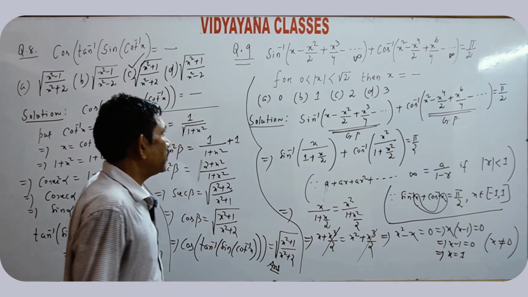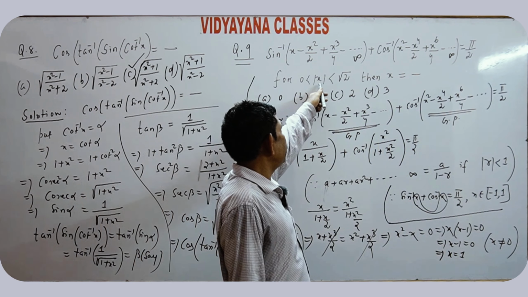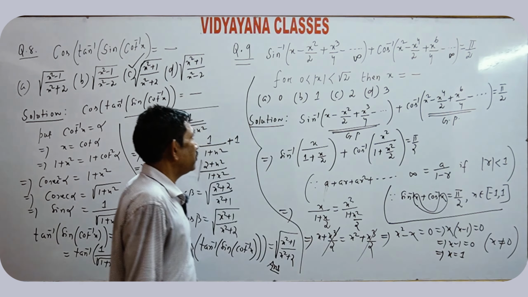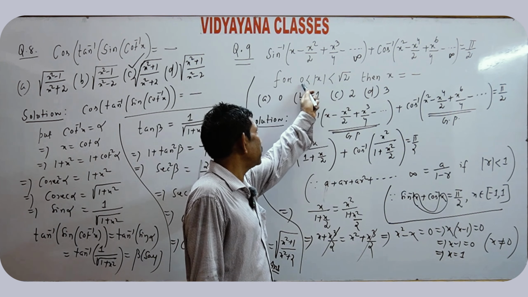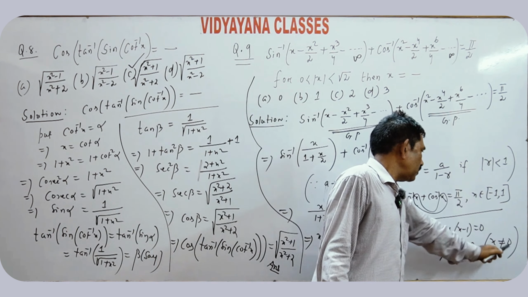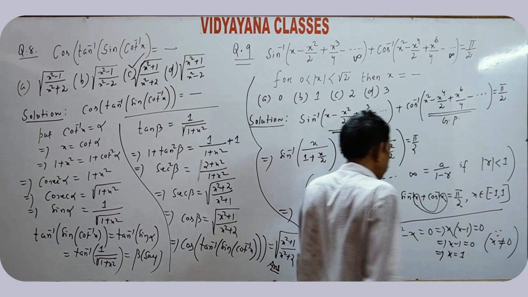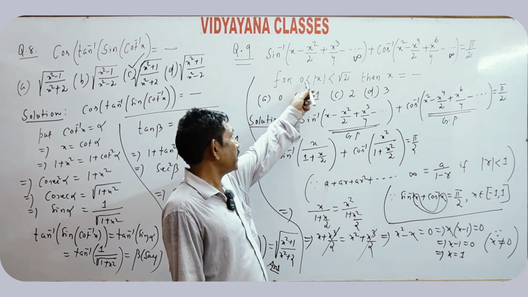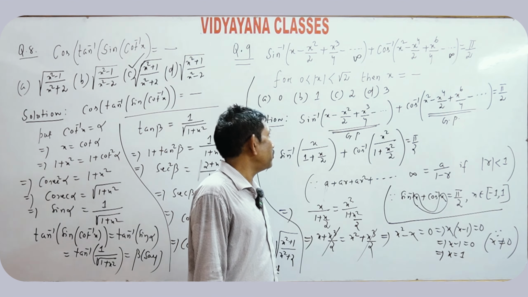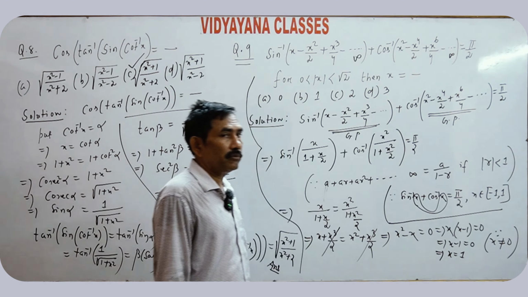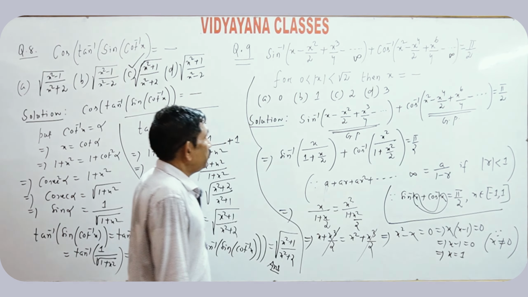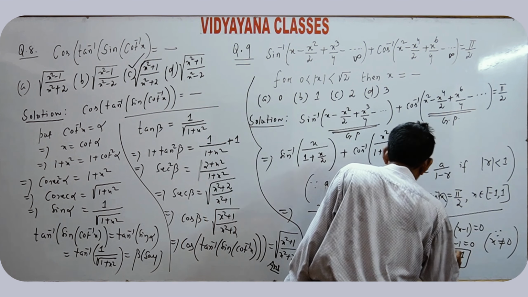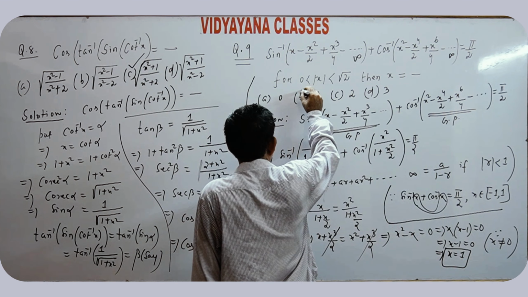X is equal to 1. It is given by mod of x greater than 0, x not equal to 0. Since mod of x is greater than 0 and less than square root of 2, the solution is x is equal to 1. So the correct option is B, that is 1.